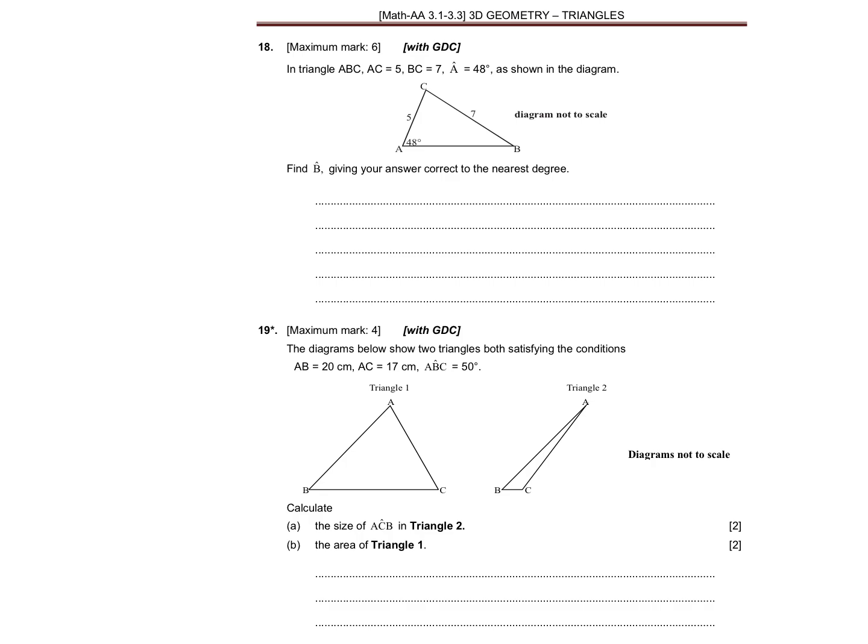All right, 18. We've got this triangle, find B, so we're going to have sine rule again. Sine, 7 over sine 48 equals 5 over sine B. So we get B is 32 degrees actually, because they want it to the nearest degree.